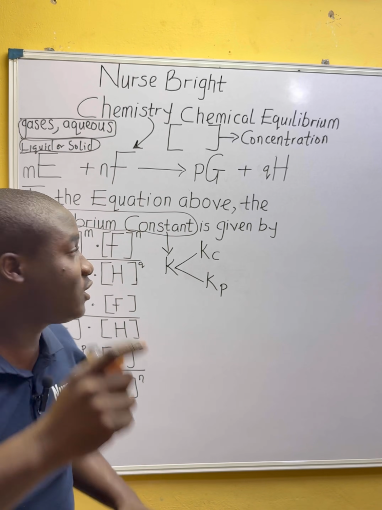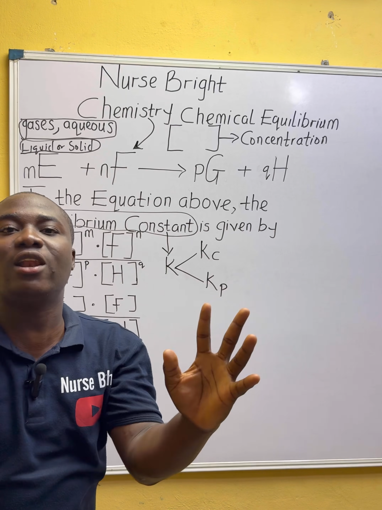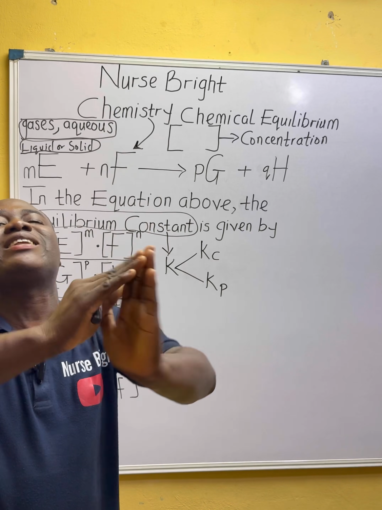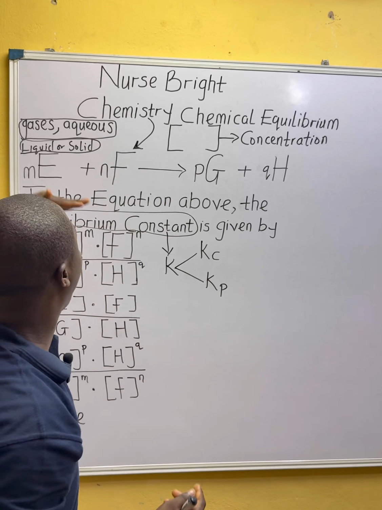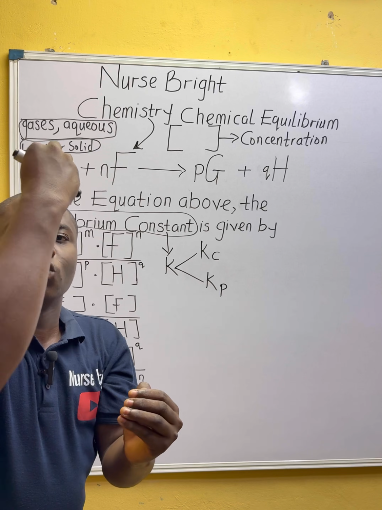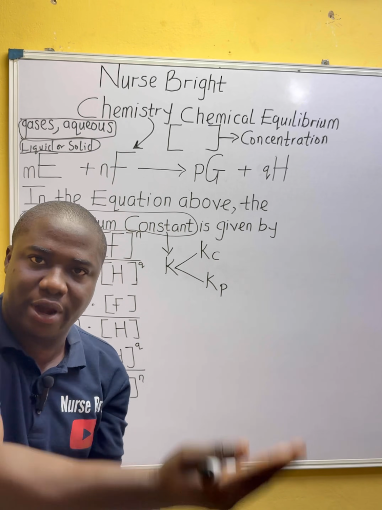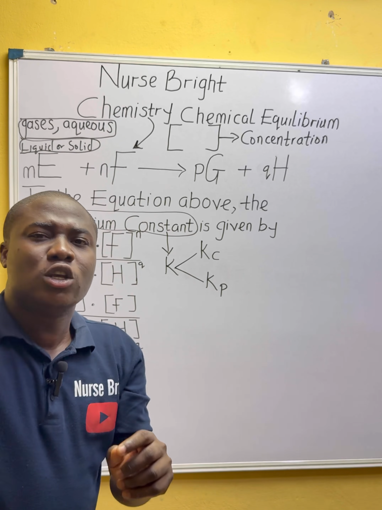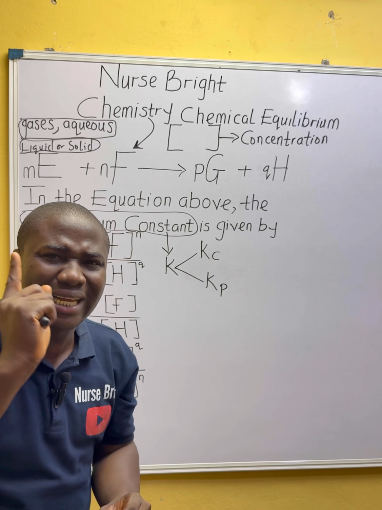But looking at this reaction on the board, they did not tell us if any of them are gases or liquids or solids. So we just write for all of them because we're not told what state of matter the substances involved in the reaction are. But don't worry, after solving this, I'm going to give us more practice examples so we get to see what I'm talking about. So listen and listen well.